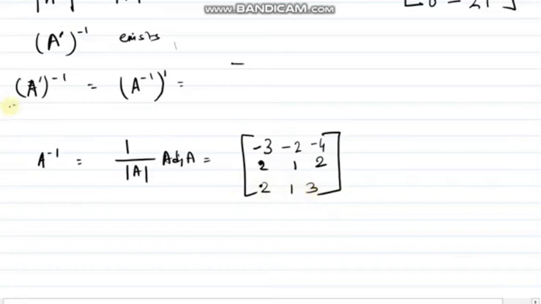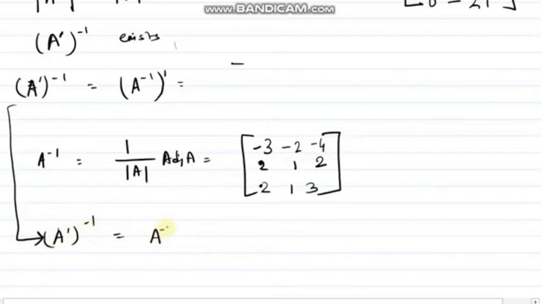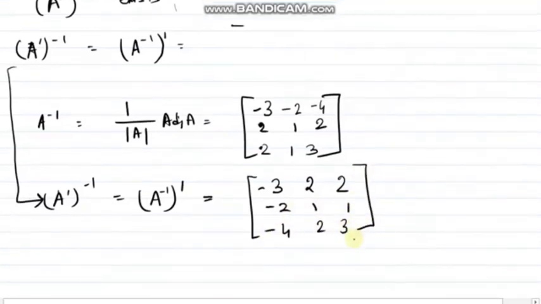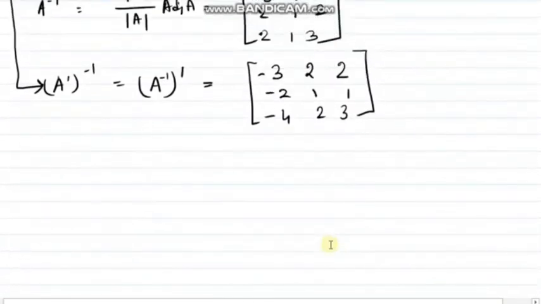So after this, the calculation part will come. So A transpose inverse is equal to A inverse transpose. Now A inverse, if I do transpose again, it will be minus 3 2 2, minus 2 1 1, minus 4 2 3. If there is any problem in transpose, check the videos of transpose. Already I have uploaded there how to do the transpose. So my X is now equal to A transpose inverse into B.